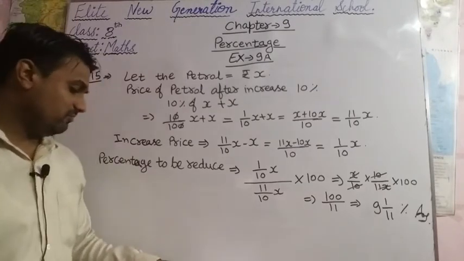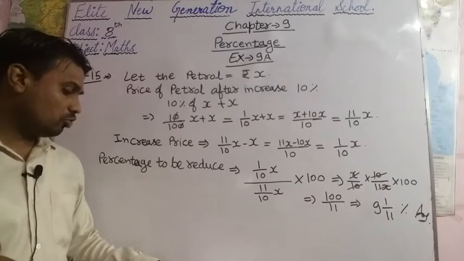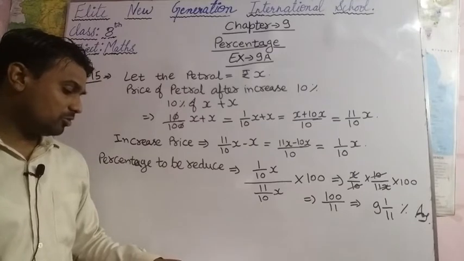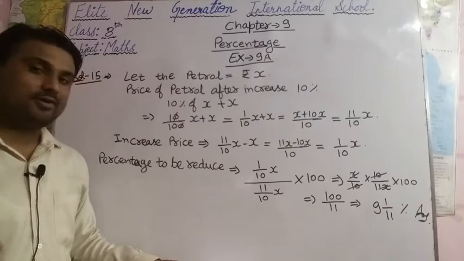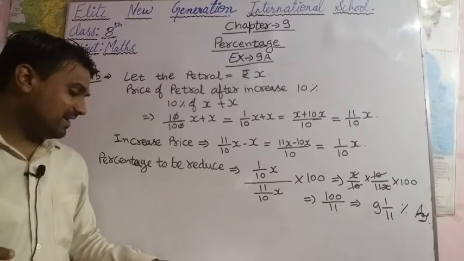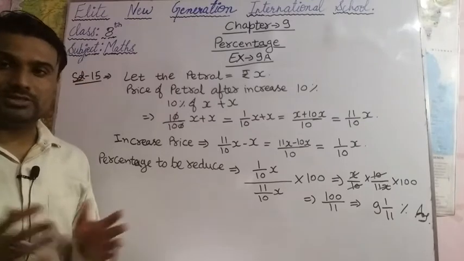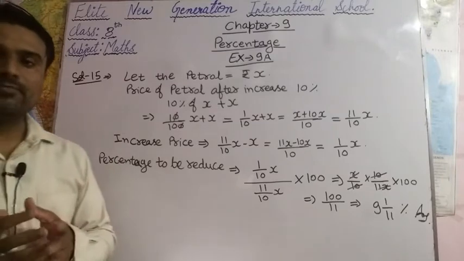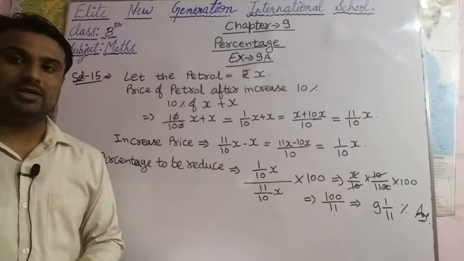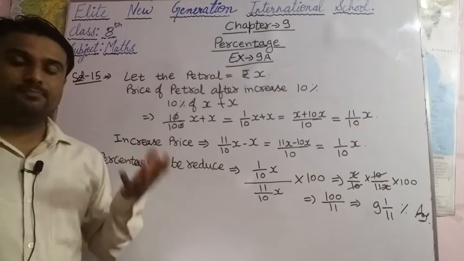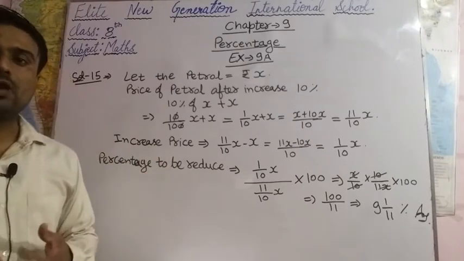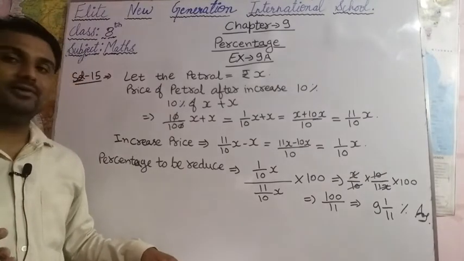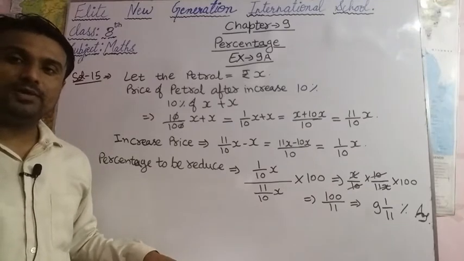In question number 15, we have that the price of petrol goes up by 10%. By how much percent must a motorist reduce the consumption of petrol so that the expenditure on it remains unchanged? According to this question, the price of petrol is increased by 10%, and the consumption has to be reduced by what percent so that the expenditure remains unchanged.